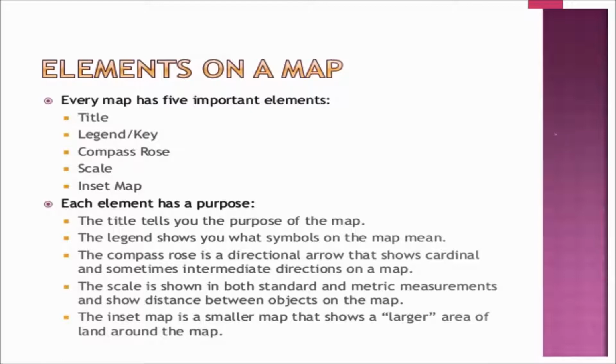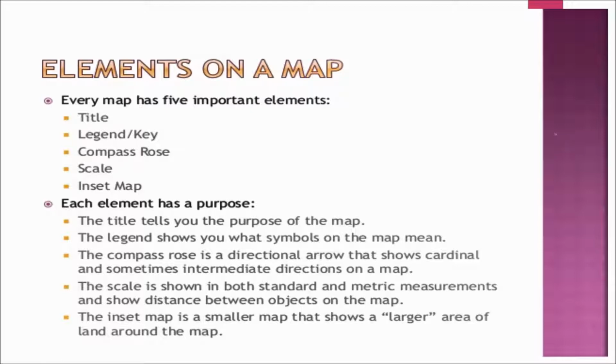Every map has 5 important elements like title, legend or key, compass rose, scale, insert map. Each element has a purpose. The first element is title. The title tells you the purpose of the map. Next, we have legend or key. The legend shows you what symbols on the map mean.